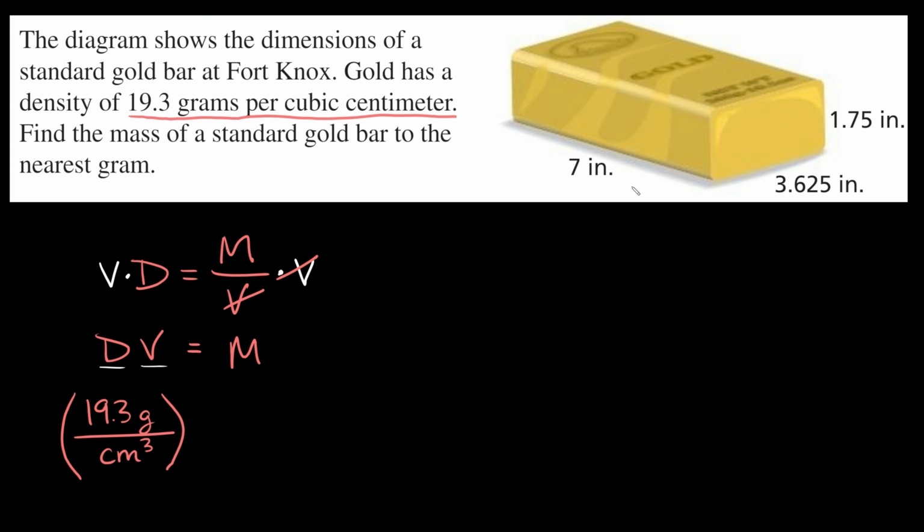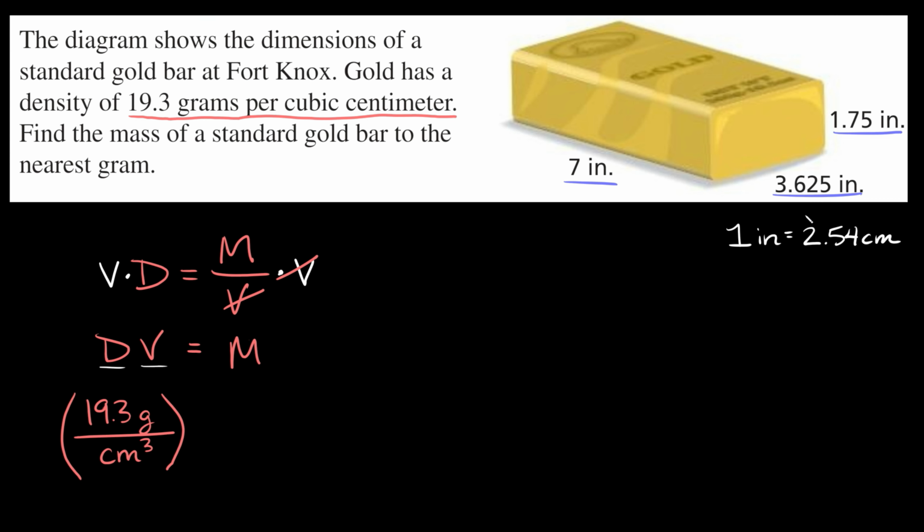Okay, but something might stand out to you right now, and that is the dimensions. All these dimensions are in inches, and as you can see, the density that we were given is in centimeters. So we need to convert all of these dimensions from inches to centimeters. The way that you do that is, first you need to know the conversion between inches and centimeters. So 1 inch is equal to 2.54 centimeters.